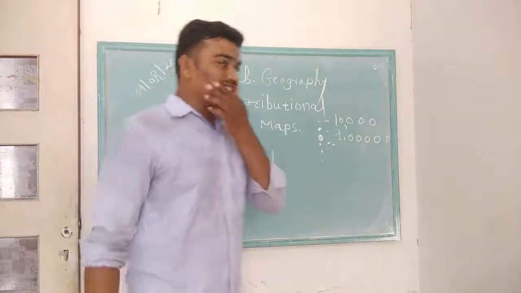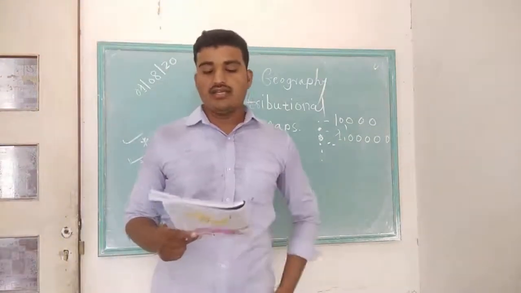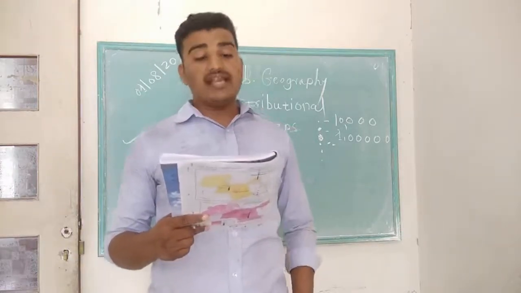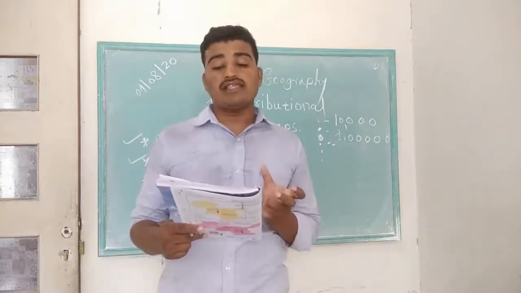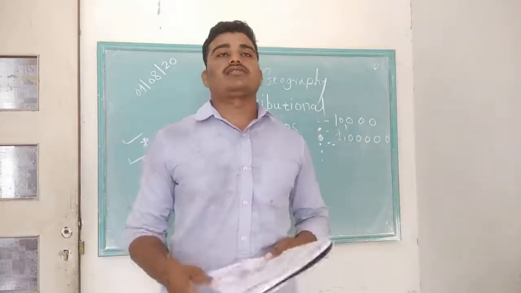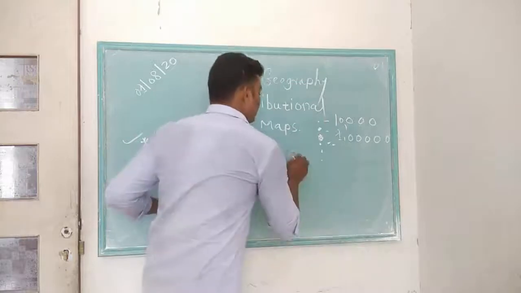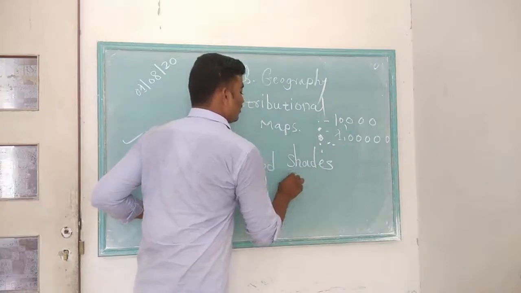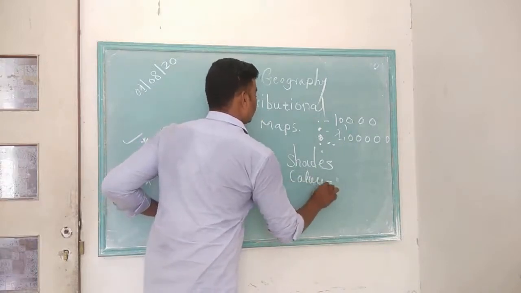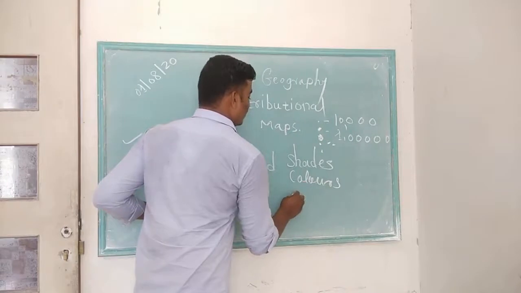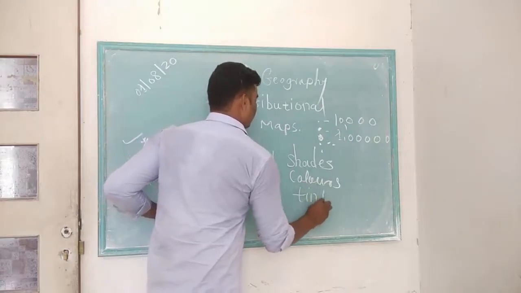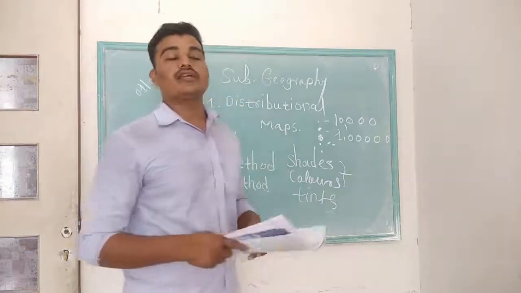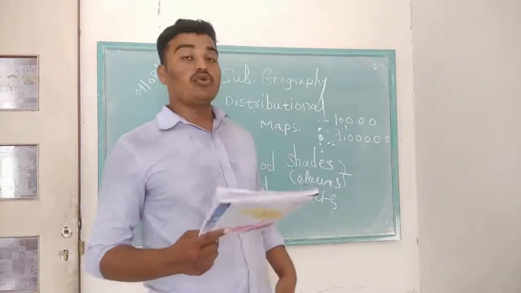What method is this exactly? The choropleth method. In these maps, the data regarding various geographical variables is shown by shades, tints, or various colors. Three things are here: shades, colors, or tints. Any one of these is used to show a particular tint in the choropleth method.